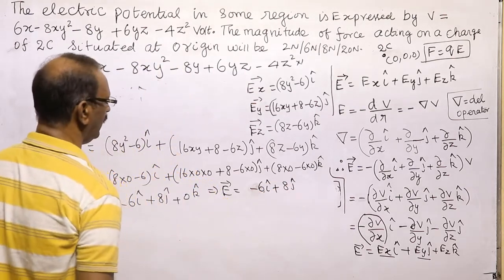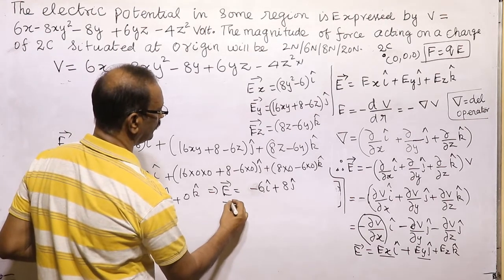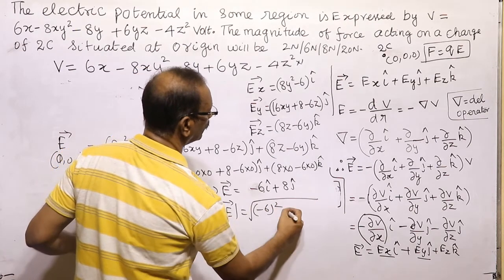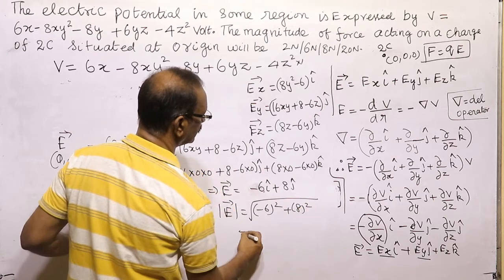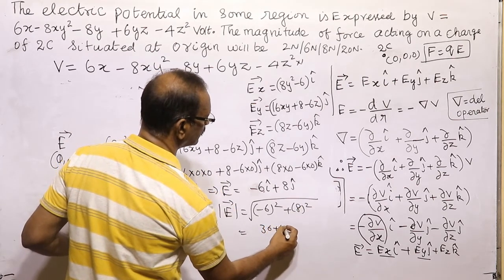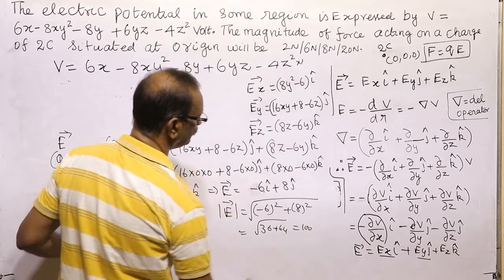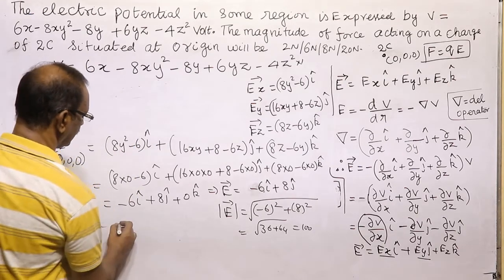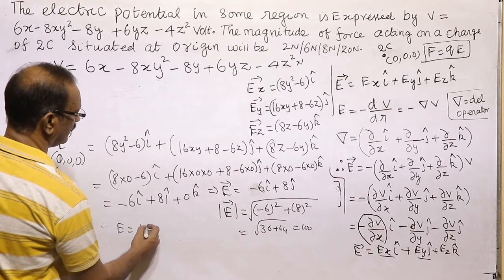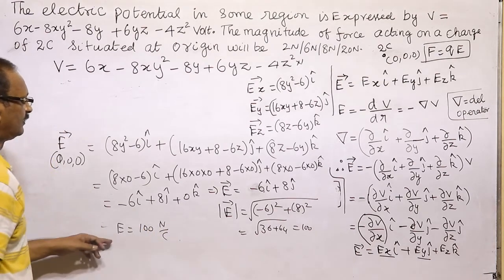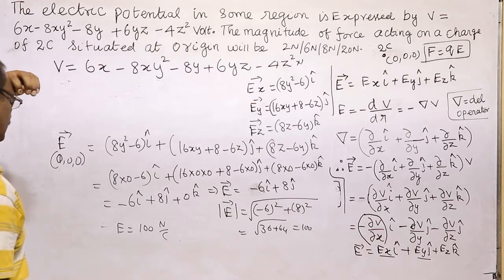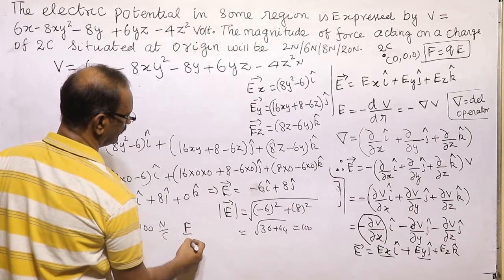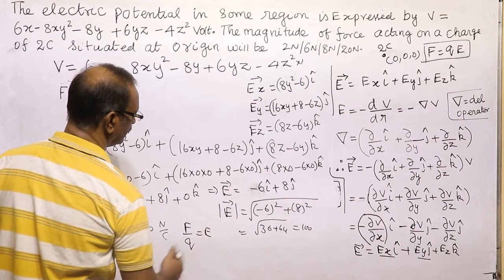This is the net electric field, and the magnitude of the electric field is equal to the square root of minus 6 whole square plus 8 whole square, which is 36 plus 64, equal to 100. So the magnitude of the electric field is 100 Newton per Coulomb, because electric field is force by charge. So the electric field is this much, and what about the force? Force by charge is the electric field.